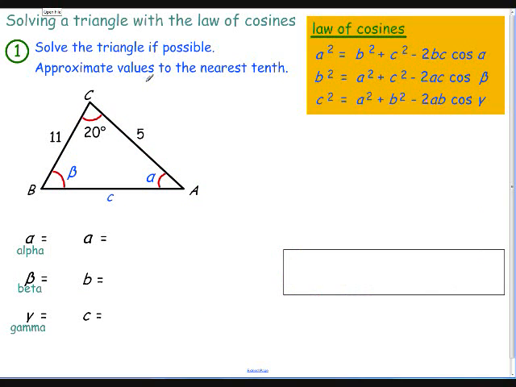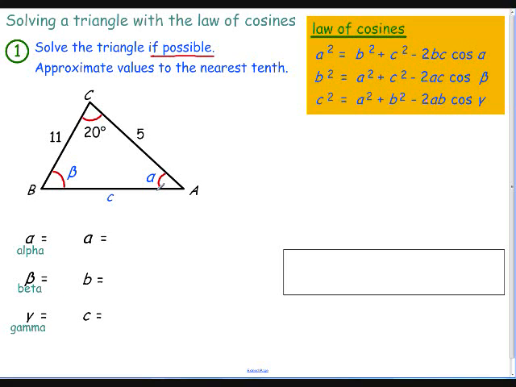Solve this triangle if possible. That's going to come up a lot now, because we may actually have numbers sometimes that are not solvable. Approximate values to the nearest tenth. So we know what we're going to give for an answer. Now we're going to fill out our chart just like we always have.